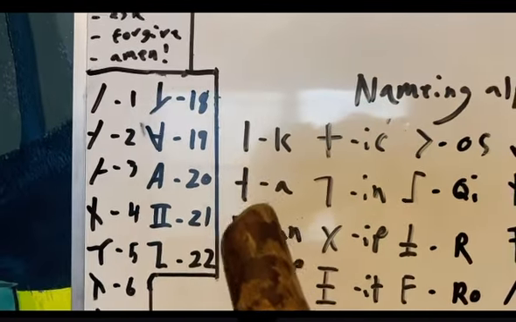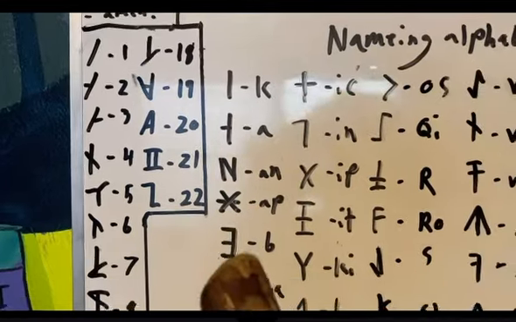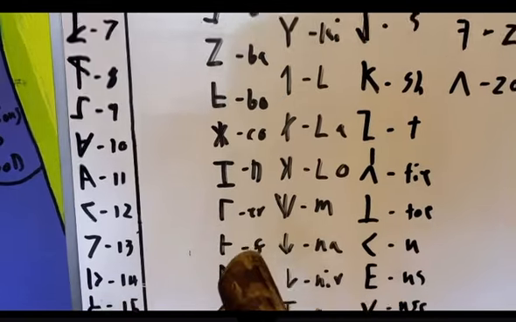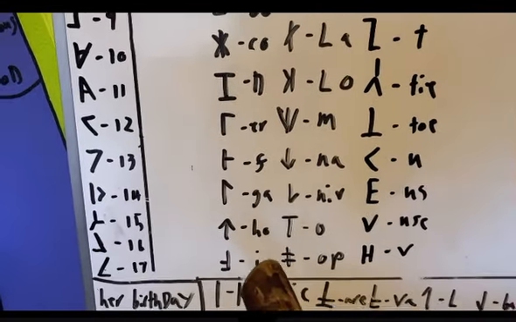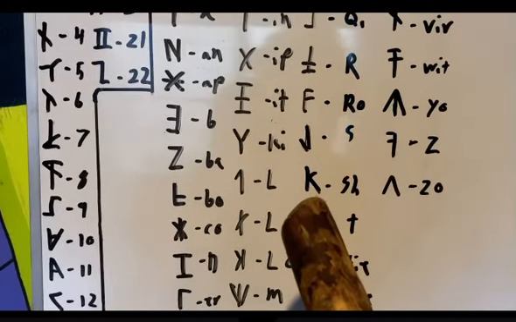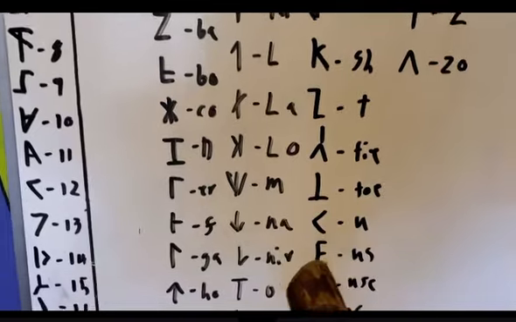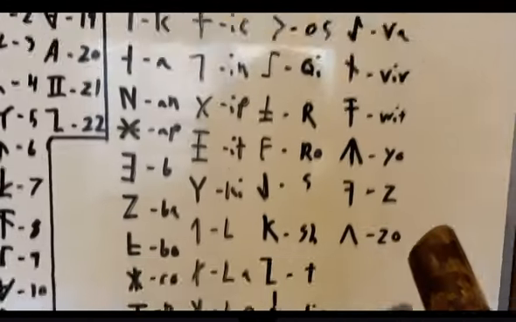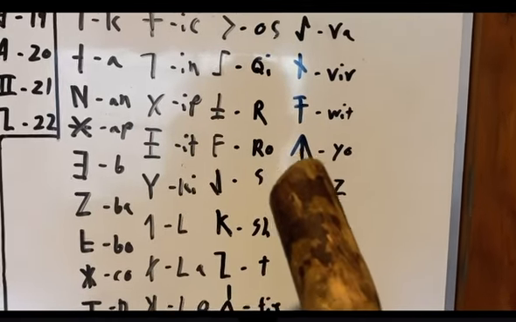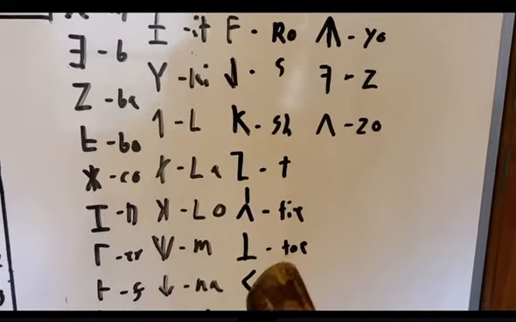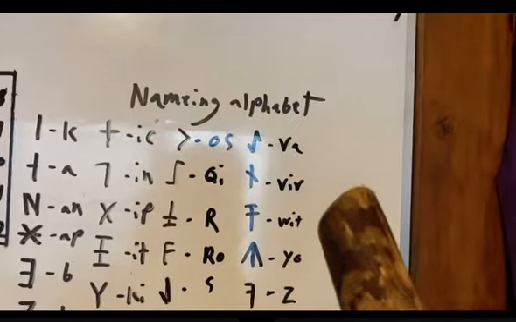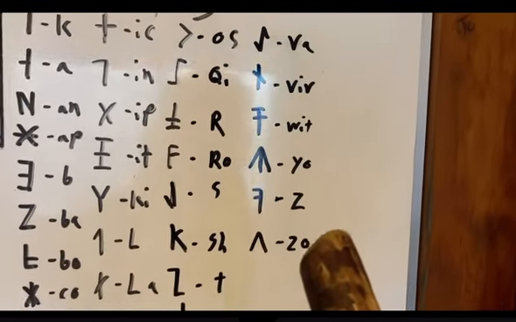So you got k, an, ap, ba, bo, ko, d, v, ga, ho, I, ik, in, ip, it, kai, la, lo, na, niv, o, op, os, quai, ro, sh, t, tai, to, you, us, use, v, va, viv, wit, yo, z, and zo.